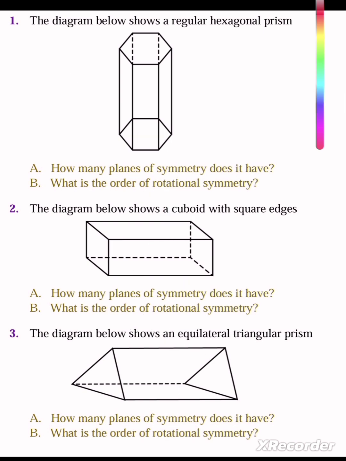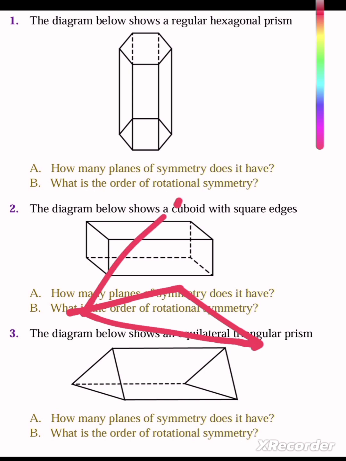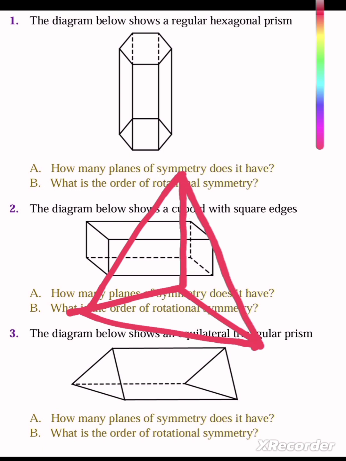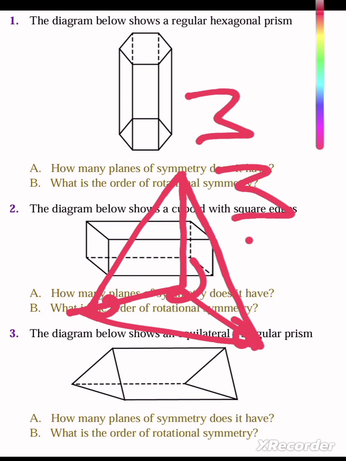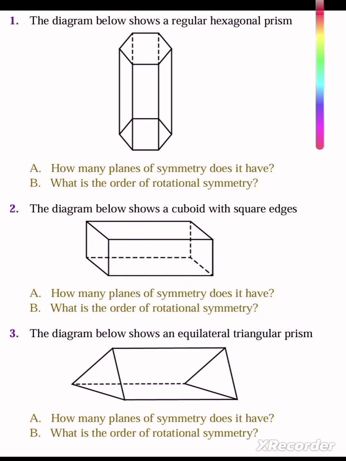Another example could be something like this. This has a triangular base. Again, the number of sides is 3, hence planes of symmetry 3, rotation symmetry 3. Okay, so that's everything about pyramids.